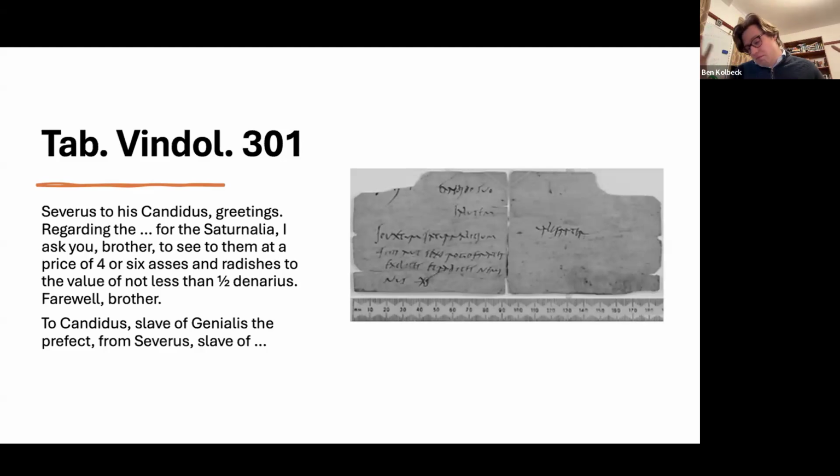He said, regarding the food, presumably for the Saturnalia, I ask you, brother, to see them at a price of 4 or 6 asses, an as being a bronze Roman coin, and radishes to the value of not less than half a denarius. Farewell, brother. To Candidus, slave of Genialis, the prefect, from Severus, slave of the prefect. So actually, these are two slaves in the household of the prefect, who are giving each other instructions on buying items for a festival that's coming up.